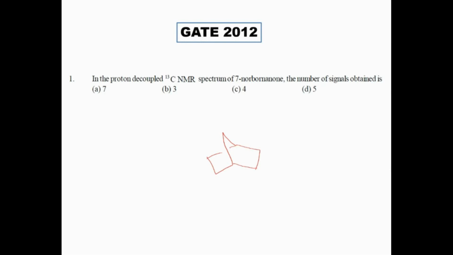Okay, something like this, you'll be having the double bond. Even I have the structure for you. Okay, now tell me the number of signals obtained for this particular molecule in carbon NMR. How many signals? Four, ma'am.